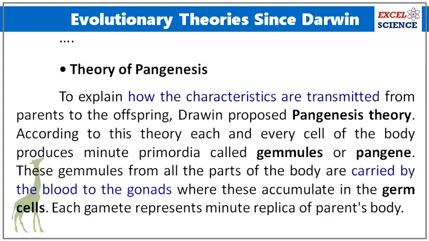Theory of pangenesis. To explain how the characteristics are transmitted from parents to the offspring, Darwin proposed pangenesis theory. According to this theory, each and every cell of the body produces minute primordia called gemmules or pangene. These gemmules from all the parts of the body are carried by the blood to the gonads, where these accumulate in the germ cells. Each gamete represents minute replica of parent's body.